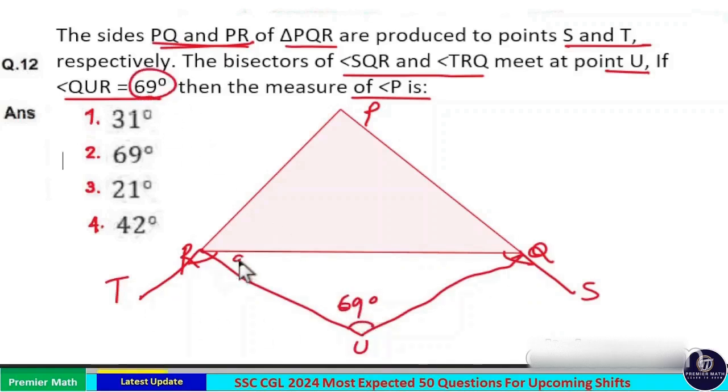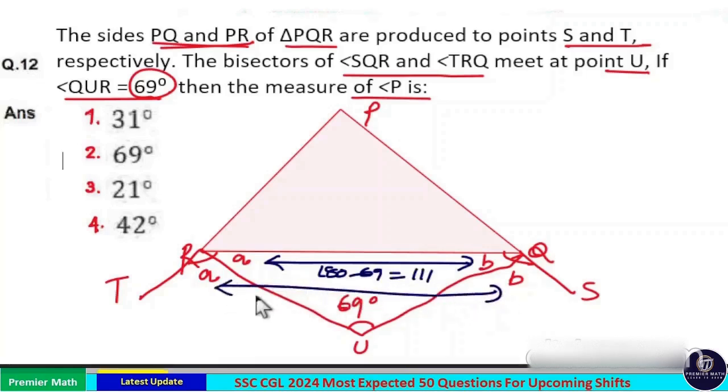Now if I take this angle as A, then this angle is also A, because a bisector divides an angle equally into two parts. If I take this as B, this one is also B. Now A plus B, the sum of angles of a triangle is 180 degrees. So 180 minus 69 is equal to 111, which means A plus B is also 111. That is, 2A plus 2B is equal to 111 plus 111, 222.